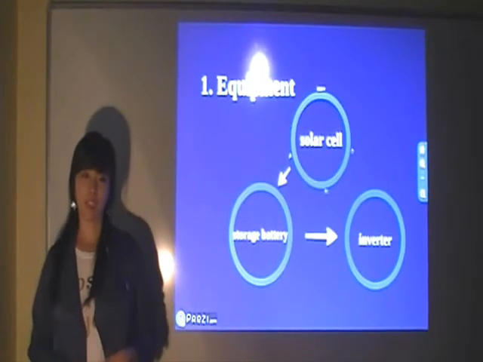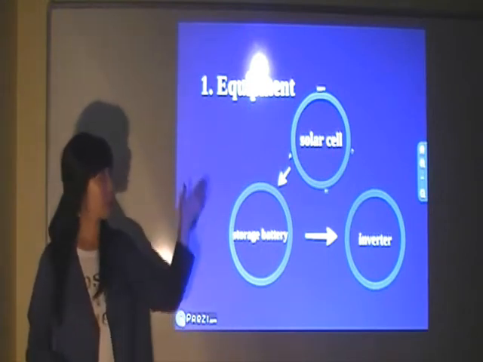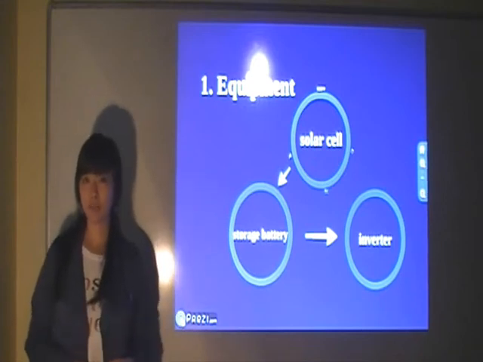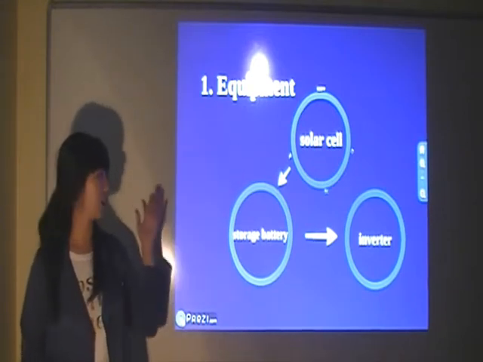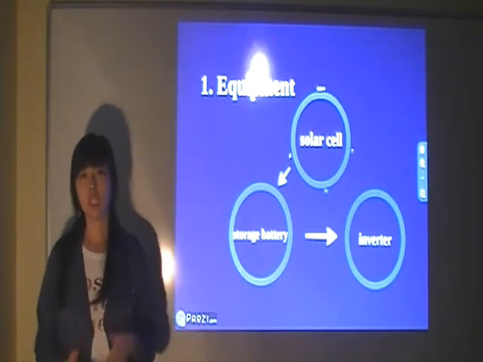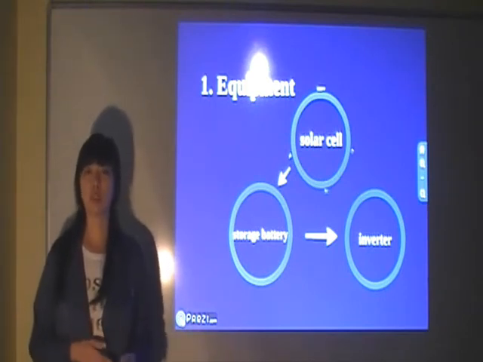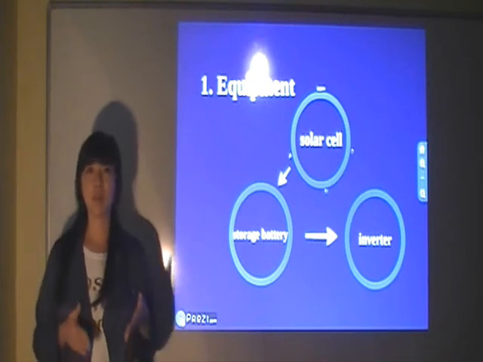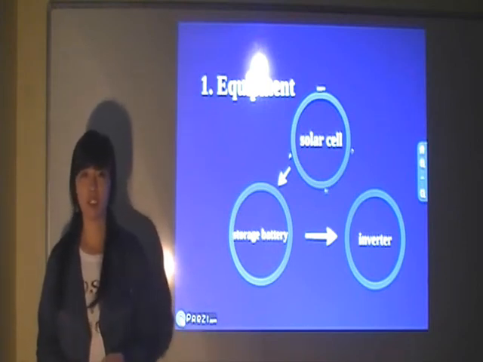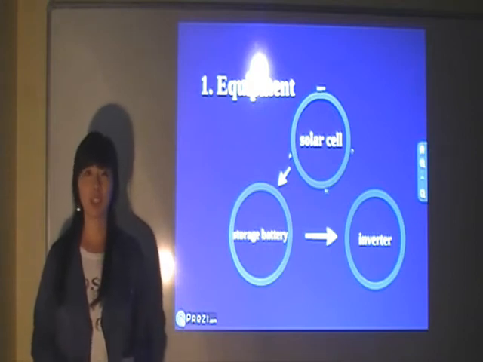Okay, first equipment. Basically, in order for solar power to work, 3 pieces of equipment are necessary: a solar cell, a storage battery, and an inverter. First, electricity is made via solar cells, and then it is stored in a storage battery. But at this moment, it is a direct current. Electricity used in your home is an alternating current, so an inverter is used to change it.